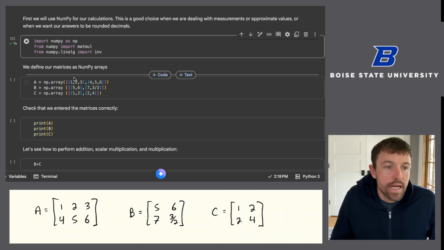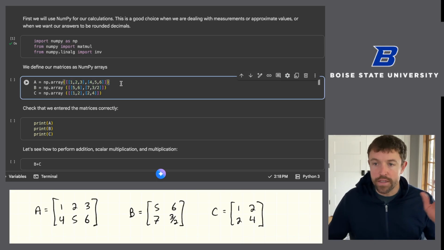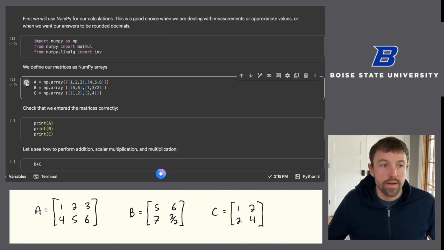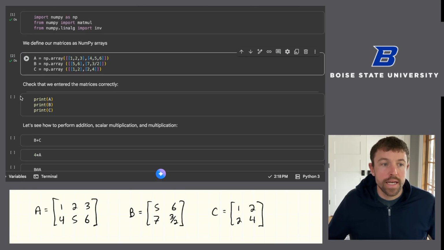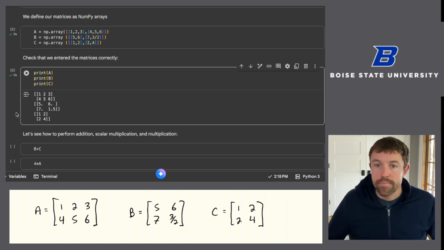And the syntax is, we've seen this before, but just as a reminder, that we enter them as a list of lists, and each sublist is one of the rows. So we have each row as a list, put all those in a list inside the np.array command. So I've defined A, B, and C, and I'm going to print them out so that we can look at them. So these are all correct, and notice that even though B was entered as having 3 halves, that got turned to 1.5 because we're working in NumPy.